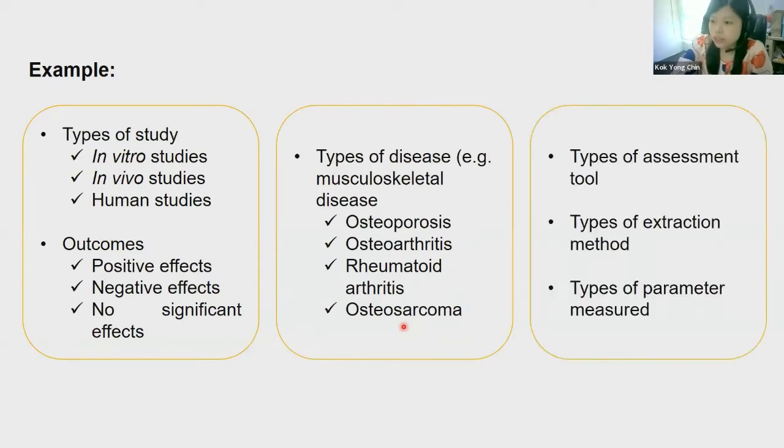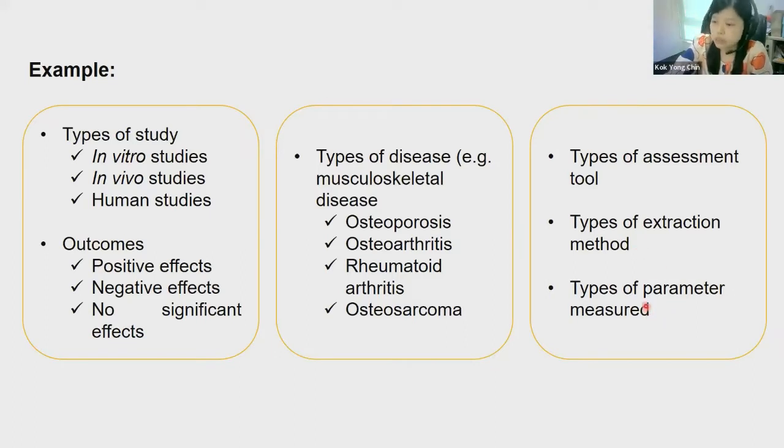Okay. Then, if you are doing a review on certain assessment tools for a disease, for example depression, you can rearrange your evidence based on the assessment tool. If you are looking at certain extraction methods, then you can also arrange it based on the type of extraction method that you are gathering from the literature search.